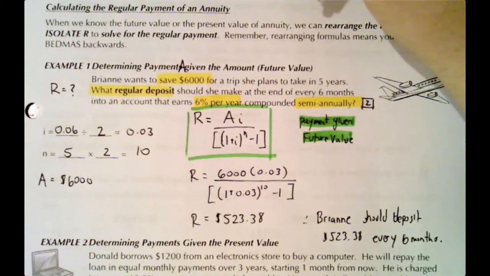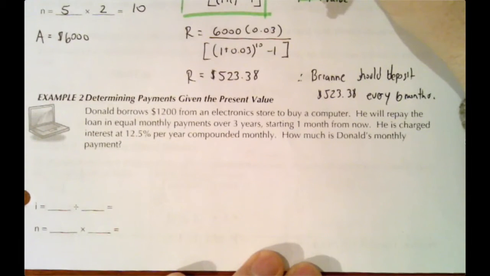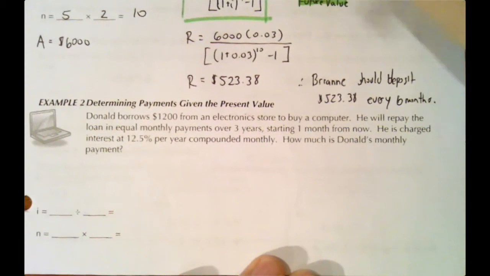All right, let's try our second example. Example 2, determining payments given the present value. Donald borrows $1,200 from an electronics store to buy a computer. He'll repay the loan in equal monthly payments over 3 years, starting 1 month from now. He is charged an interest rate of 12.5% per year compounded monthly. How much is Donald's monthly payment? So how much does he have to pay back the amount he borrowed today?